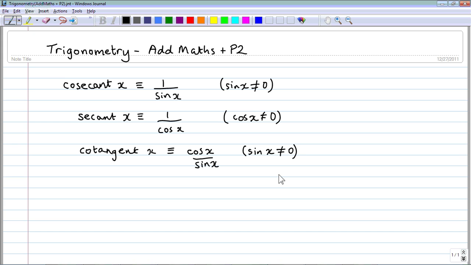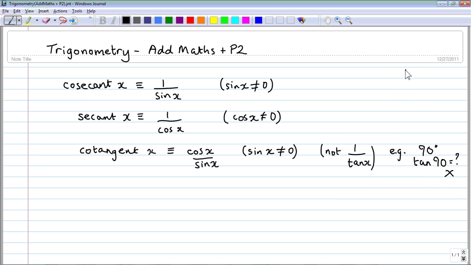Now it's an important point that this is not defined as 1 over tan x, although it usually is the same thing, because consider the angle, now let me think, consider the angle 90 degrees. What's the tangent of 90 degrees? So your answer should be it's not defined.